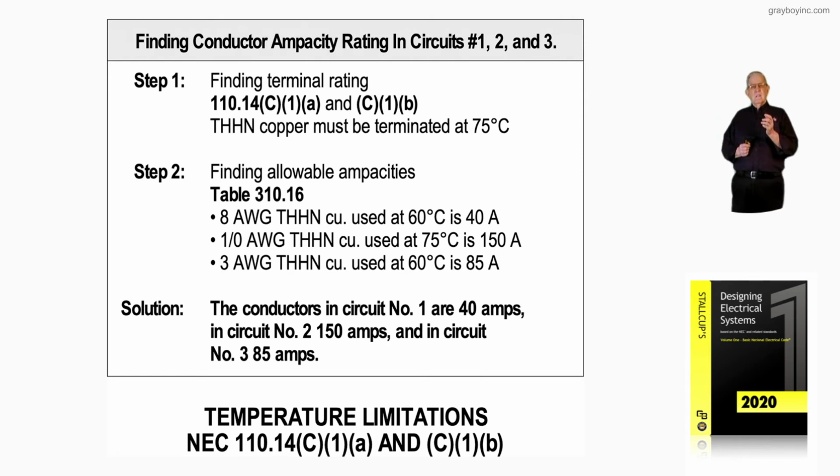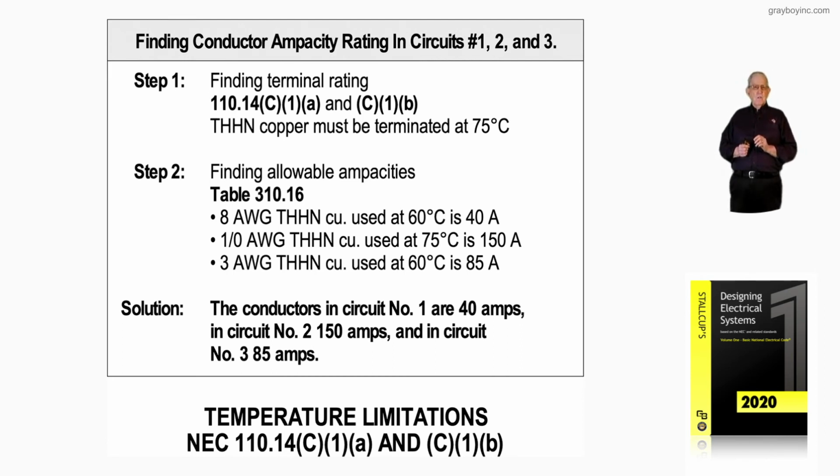Now the circuit 2 is a 1-aught. It can be used at 75 degrees C because it's over 100 amps. So I can have a 150 amp overcurrent device with 1-aught wire terminated at 75 degrees C conductors in accordance now with 110.14 C1 little b.